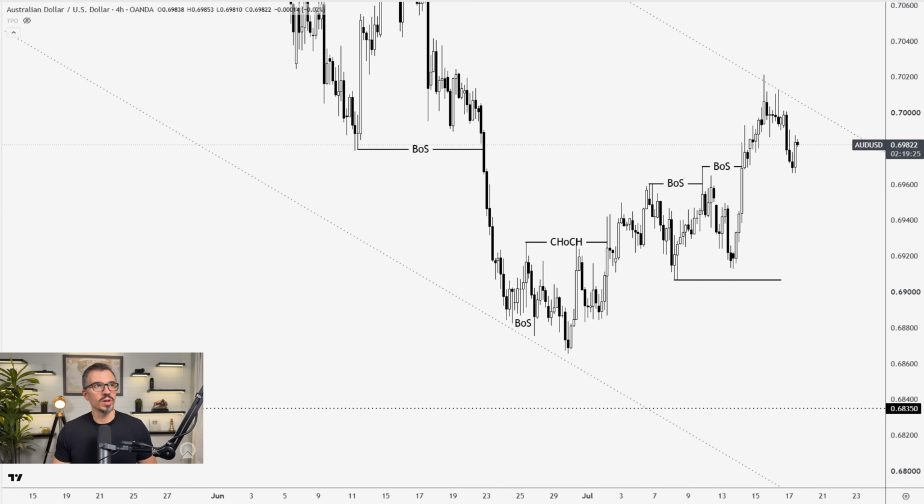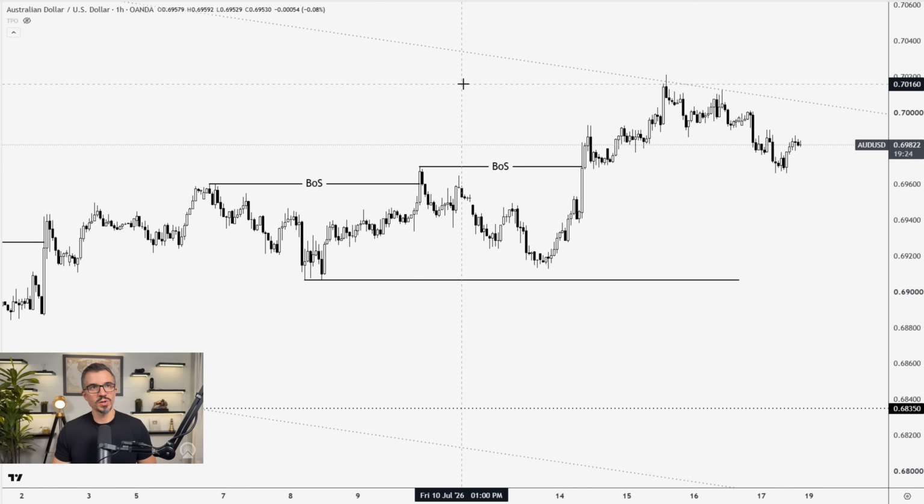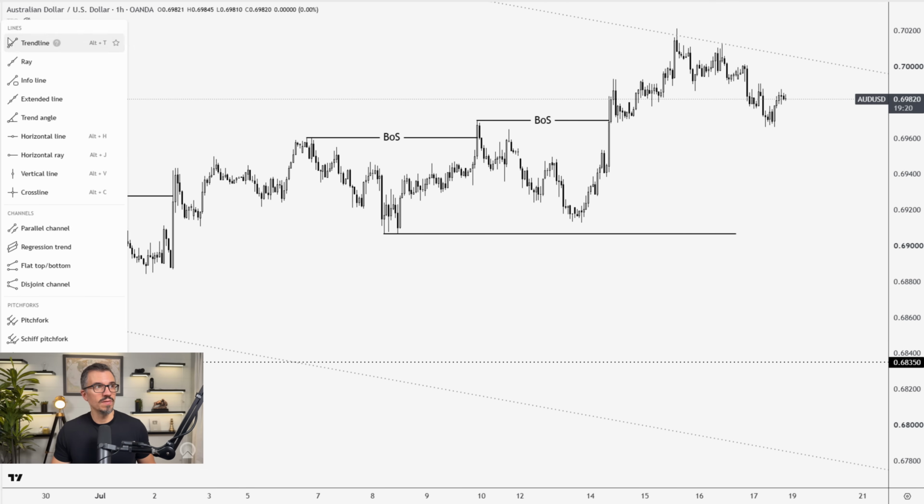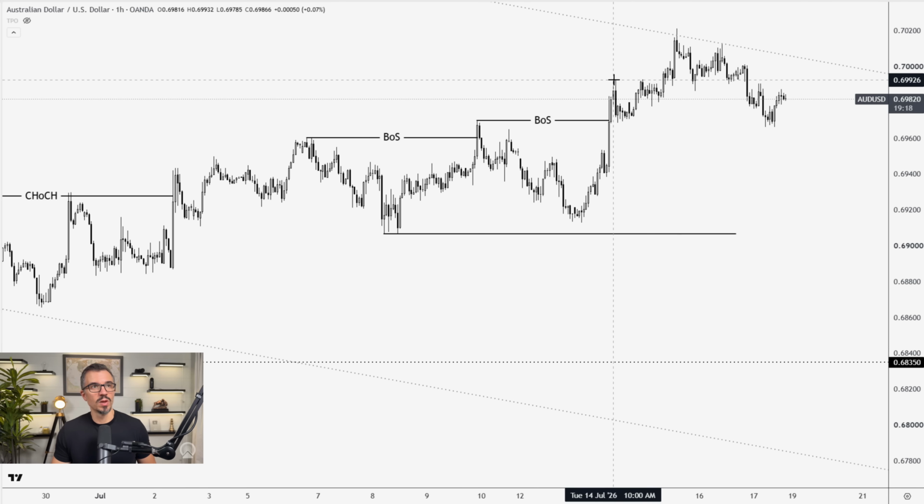And now it's just a matter of looking for a change of character, which unfortunately, if you're looking at the 1 hour time frame, there's really not a lot to do. Even if you were to use this high up here, which, look, this pullback right here is very, very shallow. This is always risky.